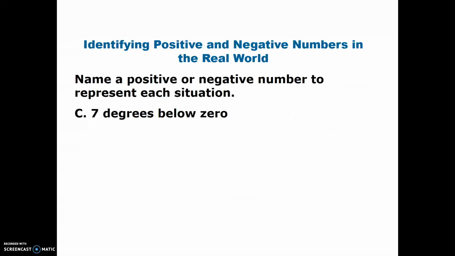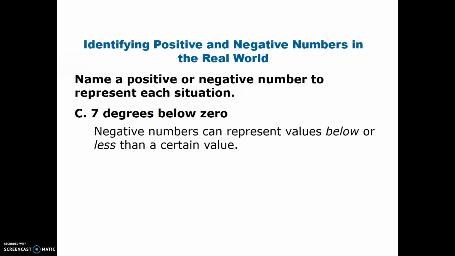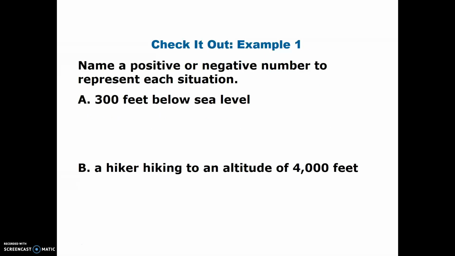Let's look at this one. 7 degrees below 0. Well, that's less than 0, and I know any number that's less than 0 is a negative number. Okay, so words like below and less are also words that are going to indicate that we have a negative number. Why don't you give it a try? Try A and B, pause the video, and then press play. Let's see how you did.